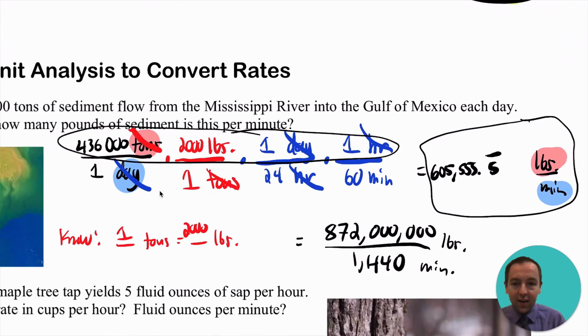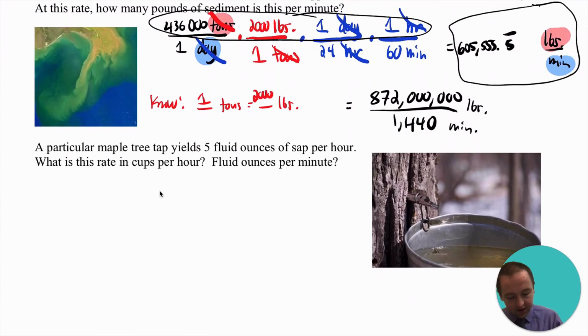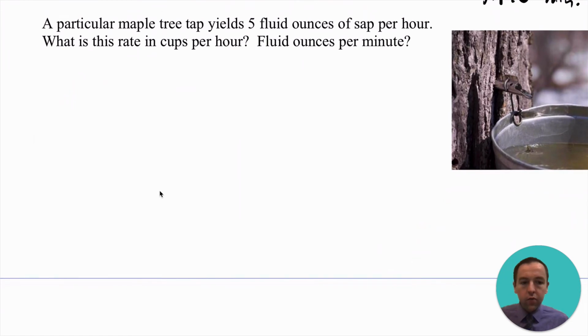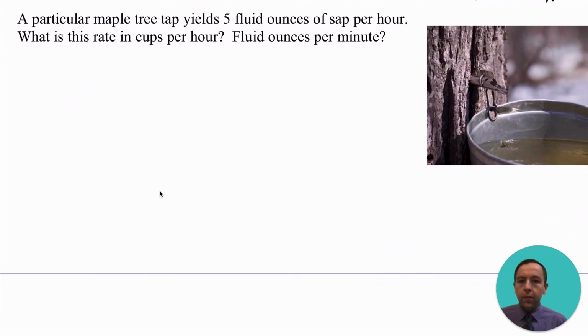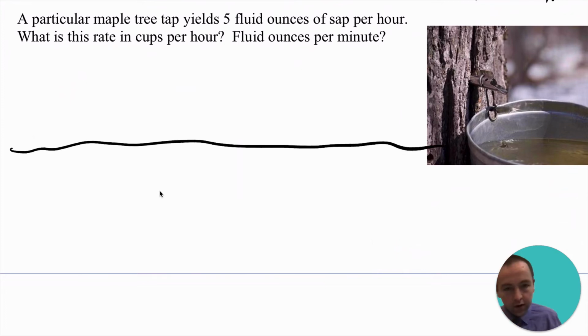Every day. Pretty incredible. All right, and then the last example here, I just want to make you realize some special cases of converting rates here. So a particular maple tree tap yields 5 fluid ounces of sap per hour. What is this rate in cups per hour? And then the second question, fluid ounces per minute. So just 2 separate questions right here. I'll do the first part of it on top there and the second part below that line that I just drew.